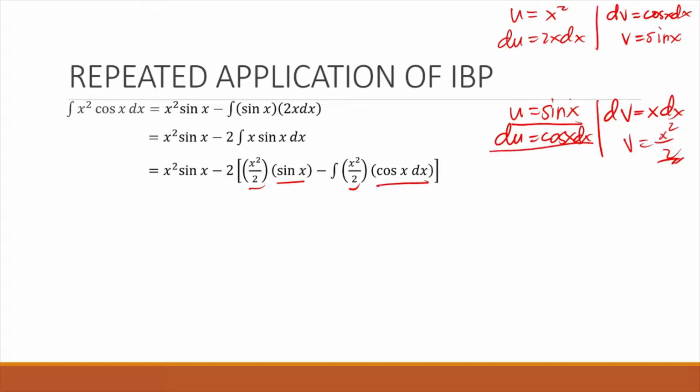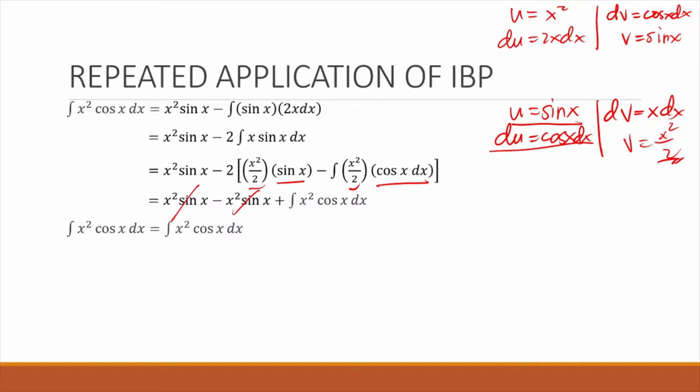All right. So from here we can distribute negative 2, and let's see what happens. Negative 2 times x squared over 2, the 2s cancel out, and we have negative x squared sine x. If you look at the first term, they are equal in magnitude but opposite in sign, so they cancel out, right? And then negative 2 times negative integral of x squared over 2 cosine x dx. Again, the 2s cancel out, and the negatives result in a positive. Okay? Therefore, what remains is the original integral.